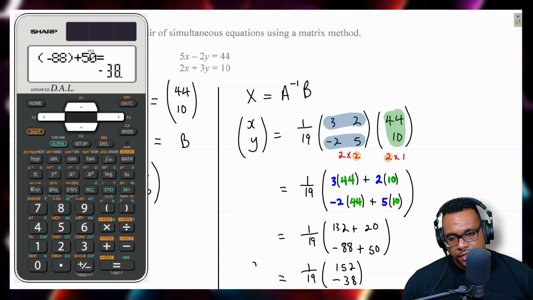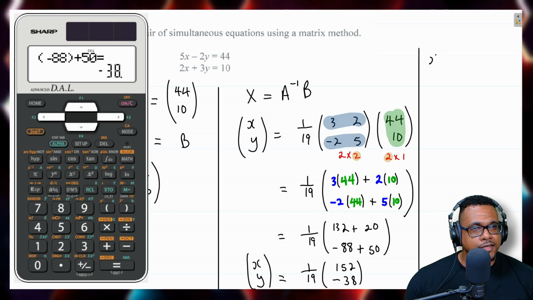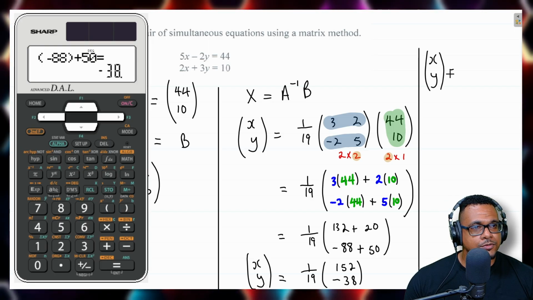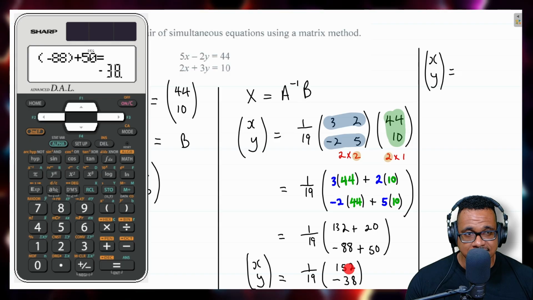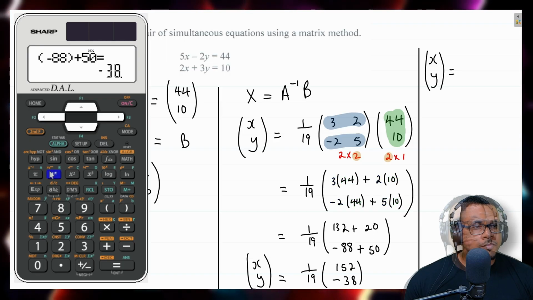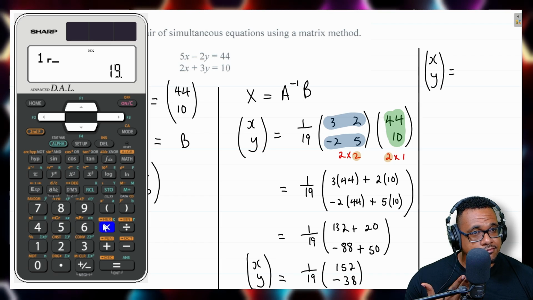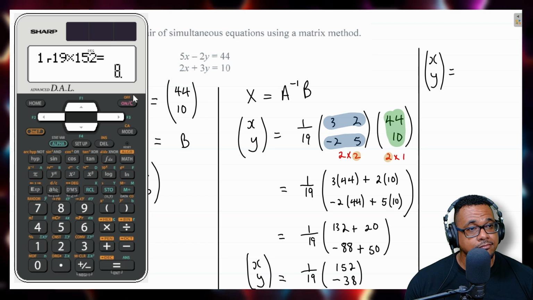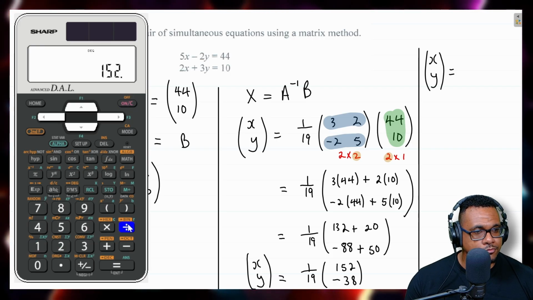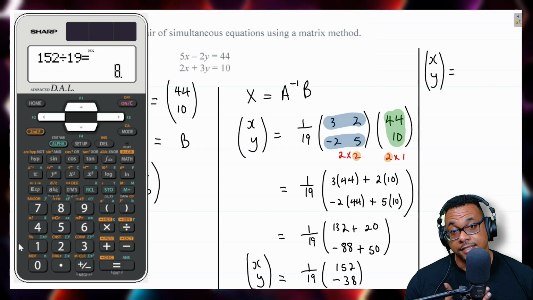All right, so remember (x, y) is equal to that. What we need to do is multiply this 1 over 19 by 152, which is simply dividing 152 by 19. Let's do that on the calculator. You can put 1 over 19 like this and multiply by 152, no problem doing it like that, and you get 8. Or you could just say 152 divided by 19, and you still get 8.